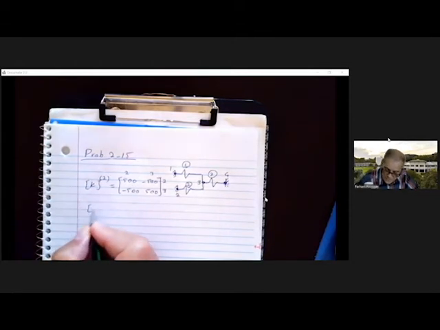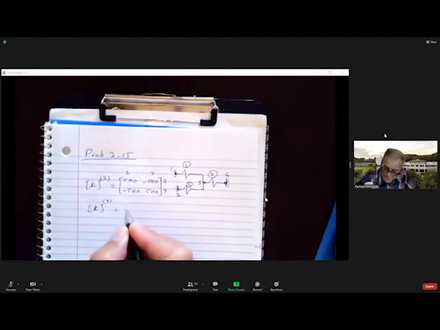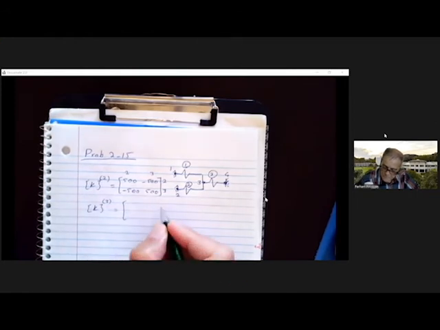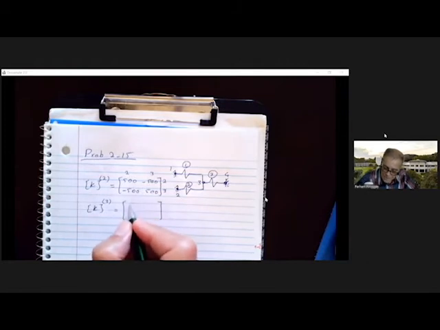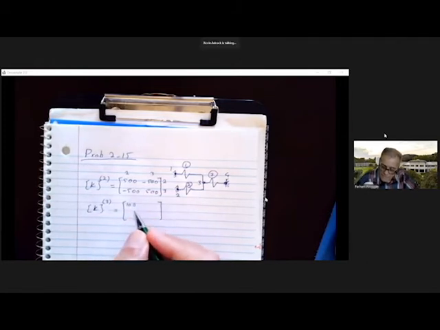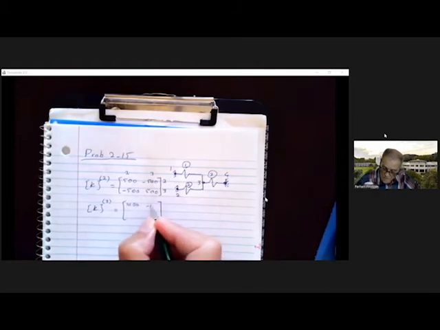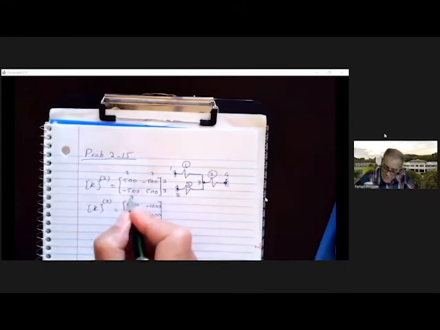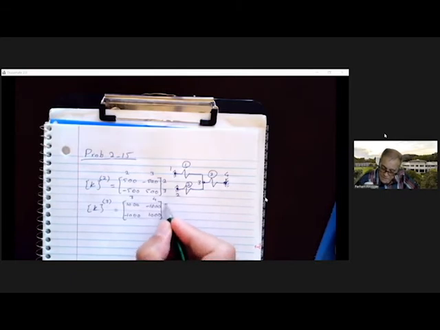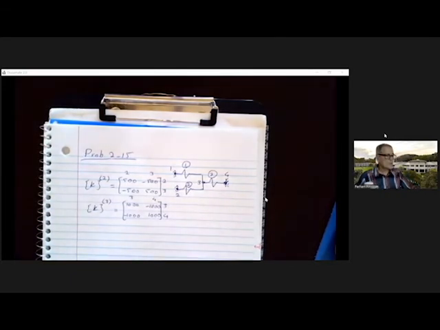What did you get for element 3? I got K of element 3 is matrix 1000, negative 1000, and then negative 1000, 1000. Okay, and the addresses are? 3, 4, and then 3, 4. Very good. Excellent. Yes, this is 1000, negative 1000, and it goes from node 3 to 4. All right, excellent.